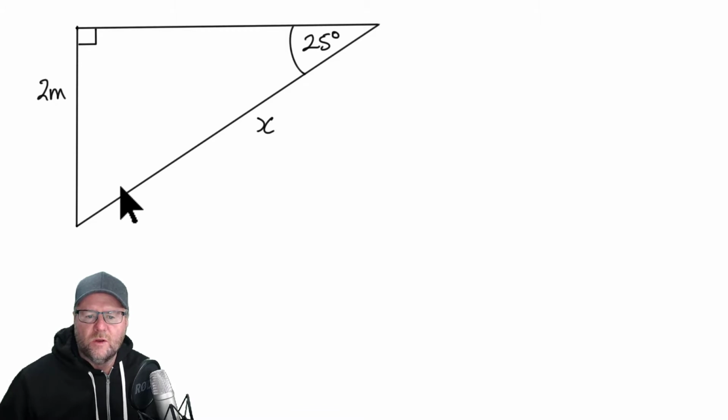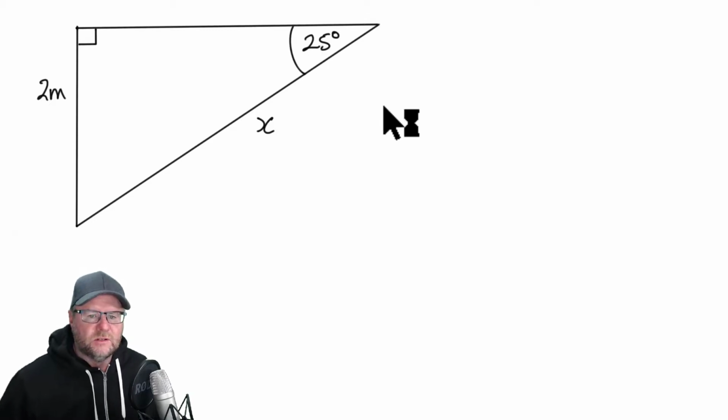The hypotenuse, we don't know. That's the one we're going to find. We're trying to find the one that's the letter, or the unknown, the pronumeral. And I've got a reference angle of 25 degrees.